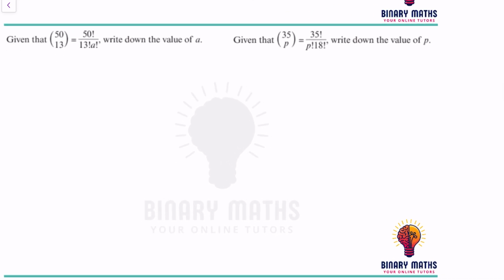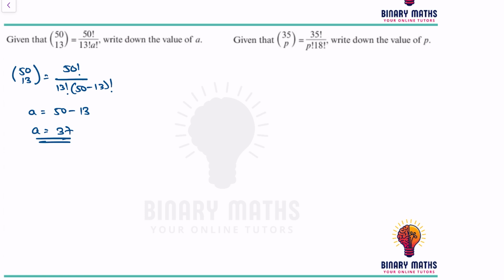Next question. Given that 50 choose 13 is equal to 50 factorial over 13 factorial, a factorial, write down the value of a. So this is the pattern that we were talking about before. 50 choose 13 is the same thing as, using the formula, 50 factorial over 13 factorial and then 50 minus 13 factorial. So a is equal to 50 minus 13, which means a is equal to 37. So remember the complement of 13, which adds up to 50.